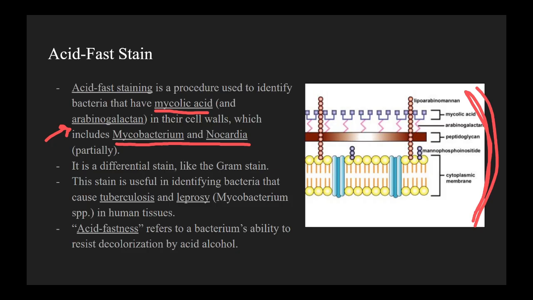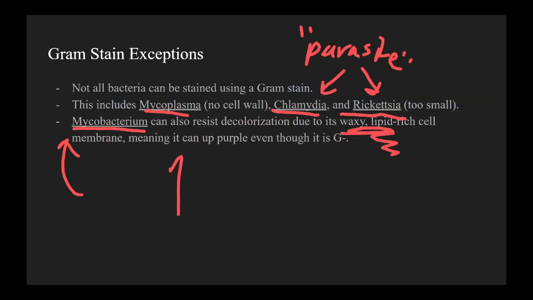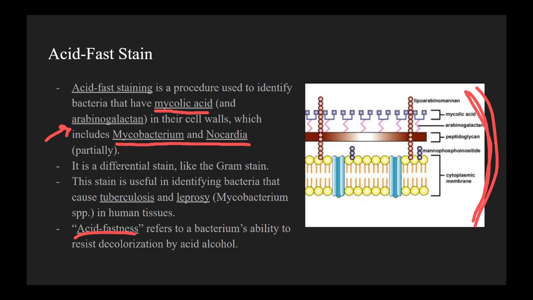their symptoms as well. And then the term acid fastness refers to the bacterium's ability to resist decolorization by acid alcohol, like what we talked about here. That mycolic acid prevents the purple dye from coming out of the cell, so it stays in there.